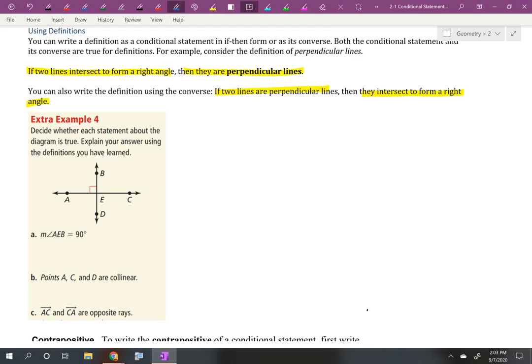Example 4, is the measure of AEB 90? And I would say yes, it is. Why? Because I would say true, because the right angle symbol shows 90-degree angles. So let people know that you know what that symbol right there means, right?